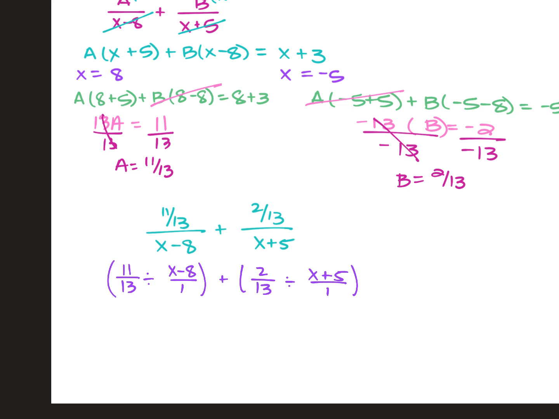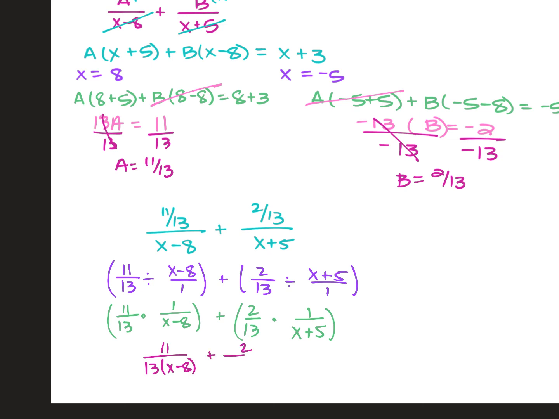When we divide fractions, we keep, change, flip. So that's 11 over 13 times 1 over x minus 8, plus 2 over 13 times 1 over x plus 5. This simplifies to be 11 over 13 times x minus 8 plus 2 over 13 times x plus 5.